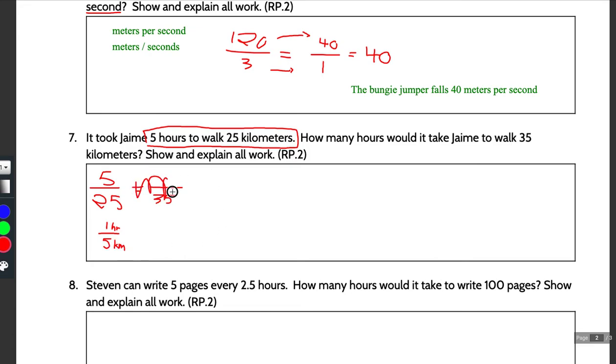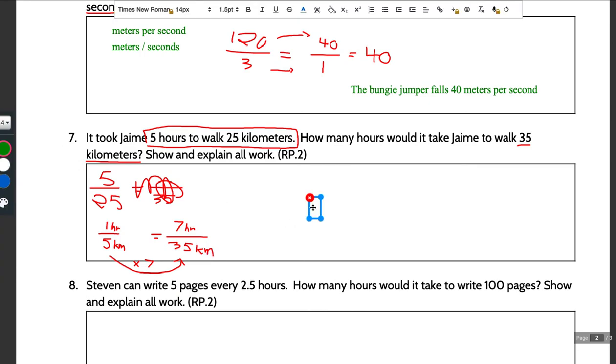And this is a lot easier to deal with because we want to know how long it takes to go 35 kilometers. And we know it takes 1 hour to go 5. So that means if you're going to go 35, that's just 5 times 7. So it would be 7 hours for 35 kilometers. It would take Jamie 7 hours to walk 35 kilometers.